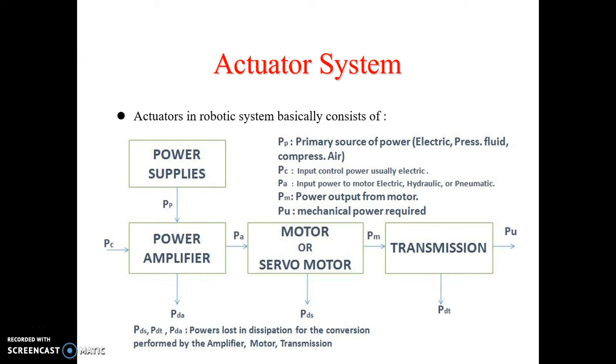An actuator in a robotic system basically consists of a power supply, power amplifier, motor or servo motor, and transmission system. The basic power supplies are electric power, pressurized fluid power, or compressed air power, which is given to the power amplifier, servo motor, and mechanical transmission system to produce mechanical movements.